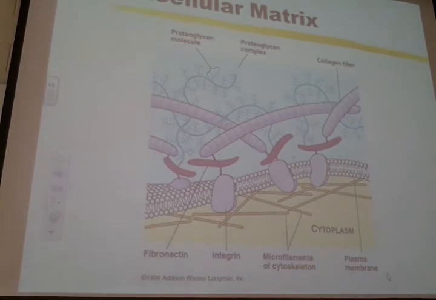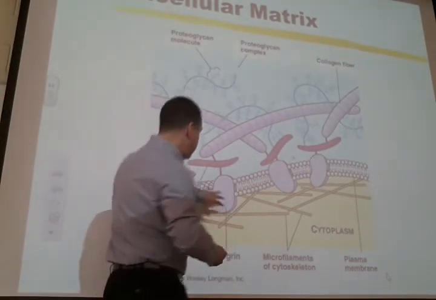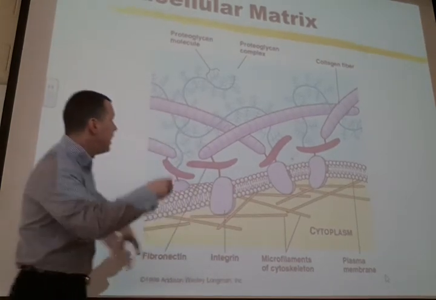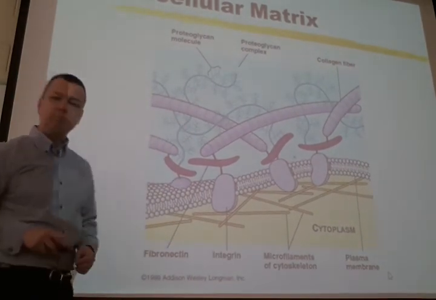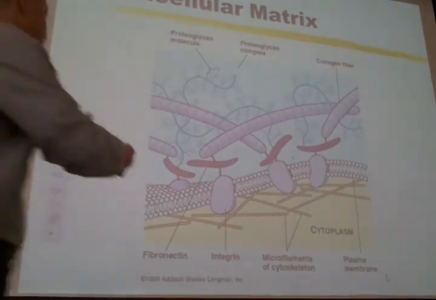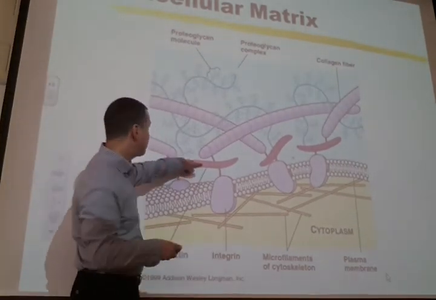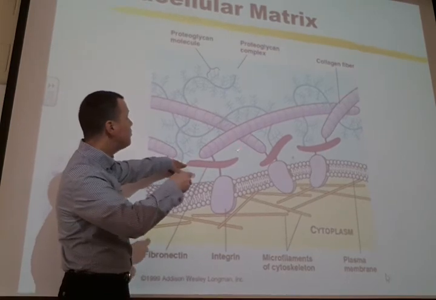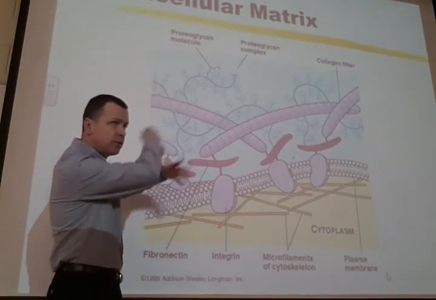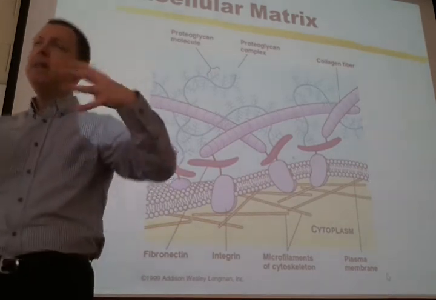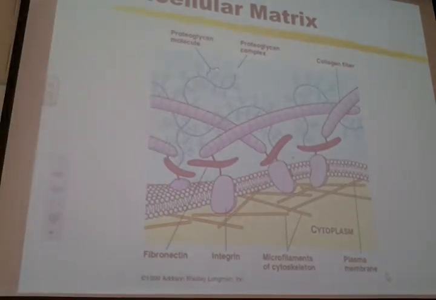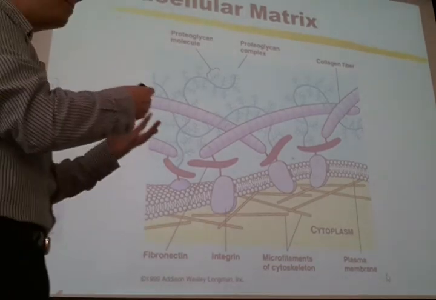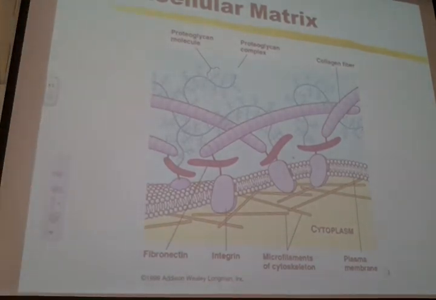So here's the overall picture. Here's the cell membrane, here's the cytoskeleton stuff that we'll do on Friday, and then here are all of these other proteins that we've been talking about. So here are the integrins, here's fibronectin, here are collagen fibers, here are proteoglycans, all cross-linked together to create this glue layer, if you will, on the outside of these cells, helping to keep them together in a tissue. It's the major claim to fame.